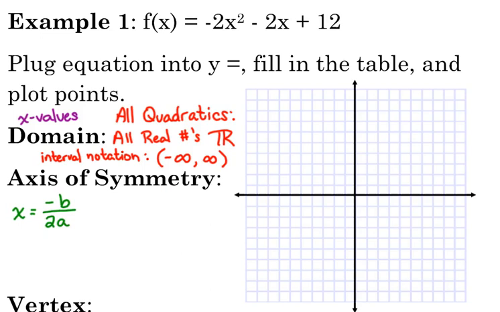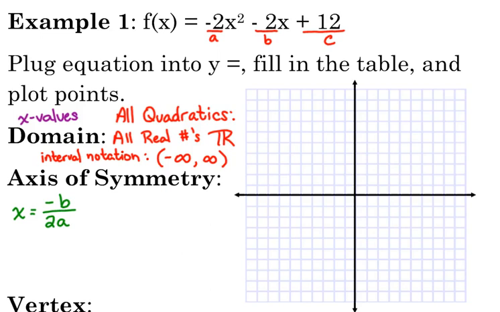It's x equals, because this axis of symmetry is a vertical line, and x equals gives our vertical lines. B and a come from the standard form of a quadratic. Okay, a is the coefficient in front of the x squared. B is the coefficient in front of the x, and c is the constant term on the end. Okay, if you did not know that already, it's ax squared plus bx plus c is your standard form of a quadratic.